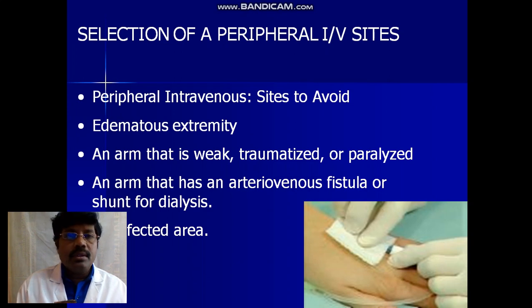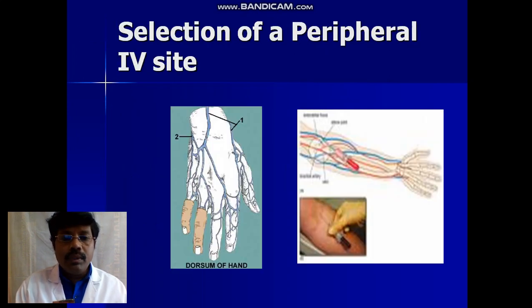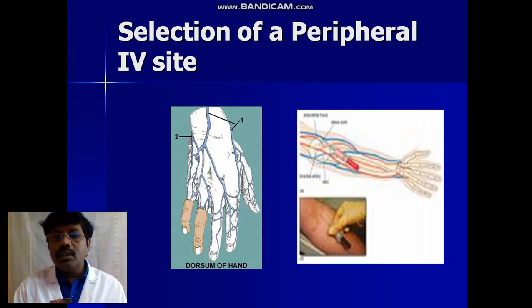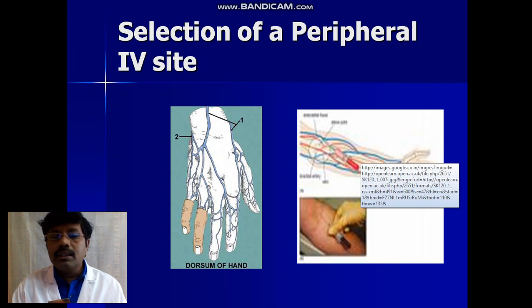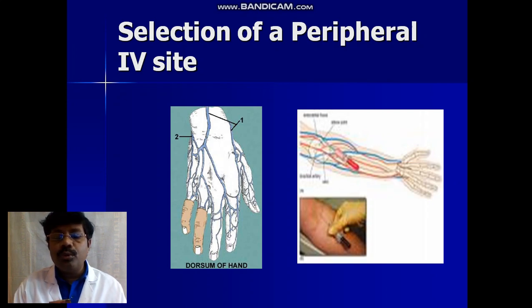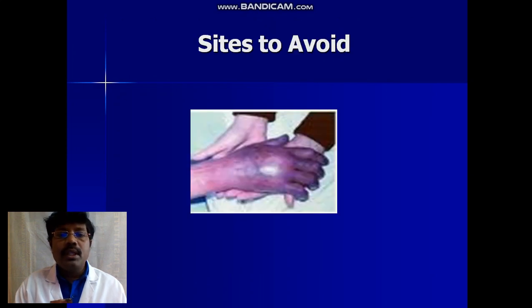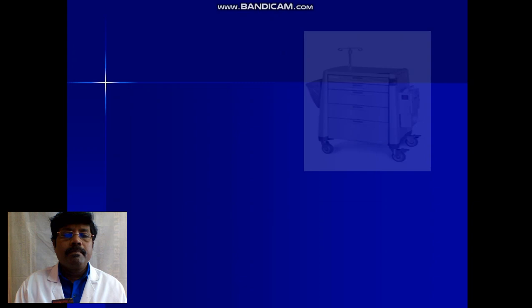All right, next see the second slide. There's a selection of peripheral IV sites. Here you can see the dorsum of the hands for the selection, and here you can see the selection of veins. In this third slide, the elbow joint is used to take blood, not to start the IV line. Yes, this is the infected and gangrenous hand. It should not be selected for IV fluid administration. Now you can see the administration responsibility of the nurses.